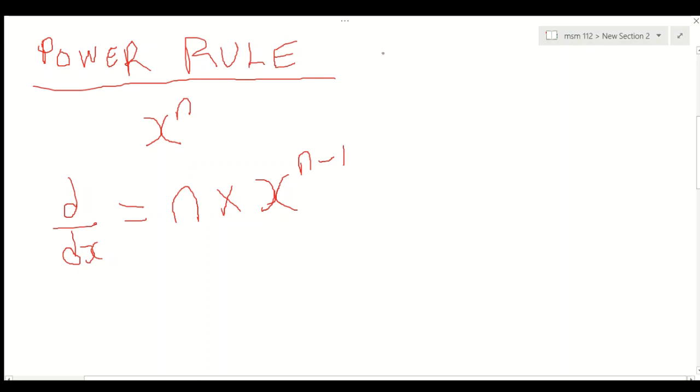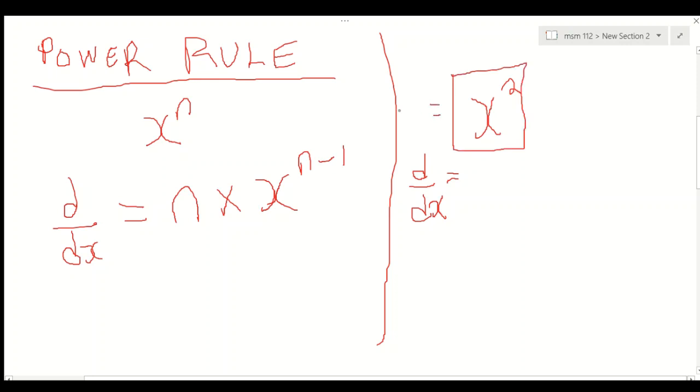So for example, we've got something like x squared. To differentiate this, we take the derivative of this function with respect to x. This is our function, f of x. You can see where there is n, we've got a 2. So you just have to follow this formula and work out your algebra from there.